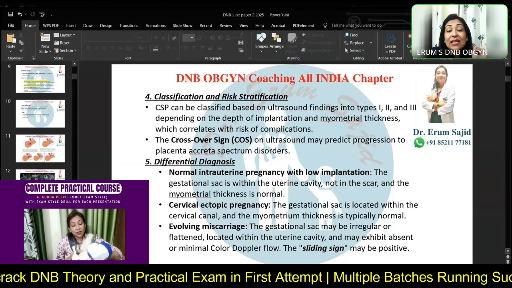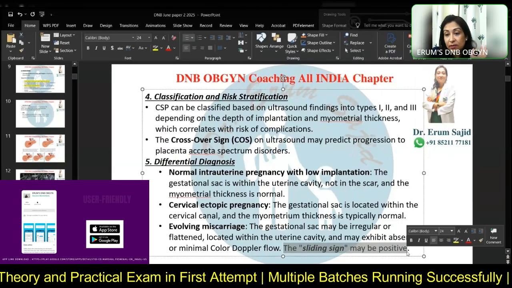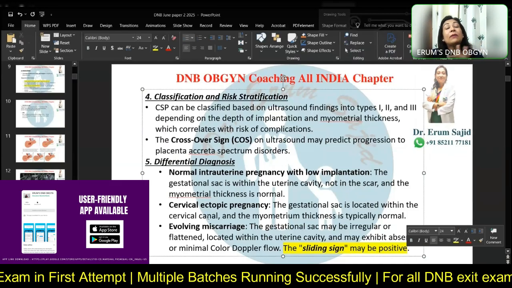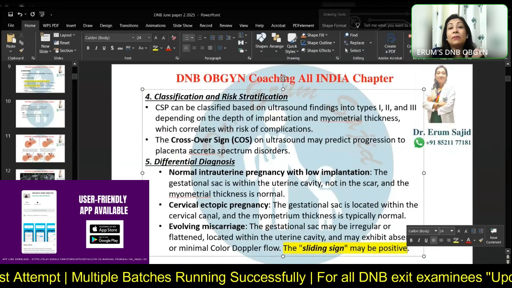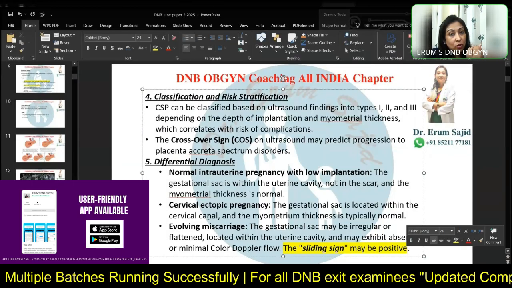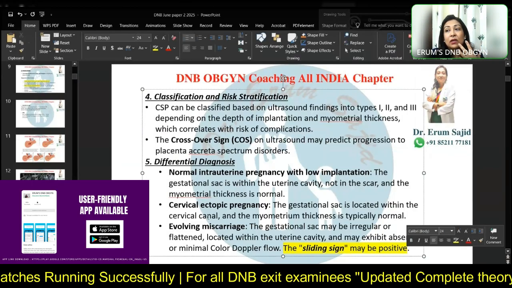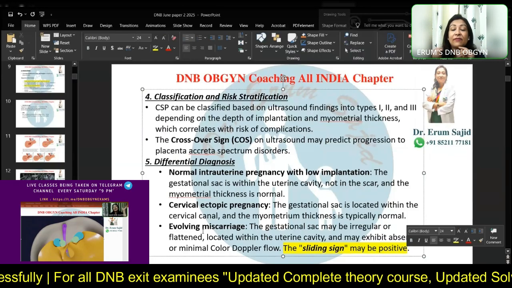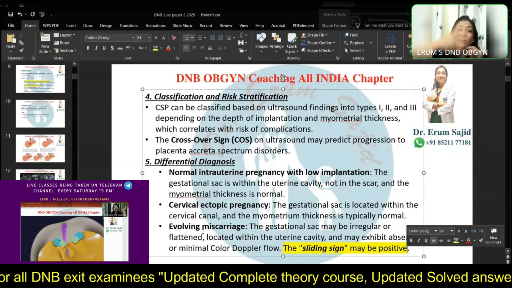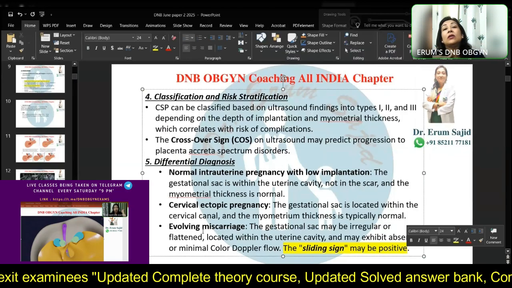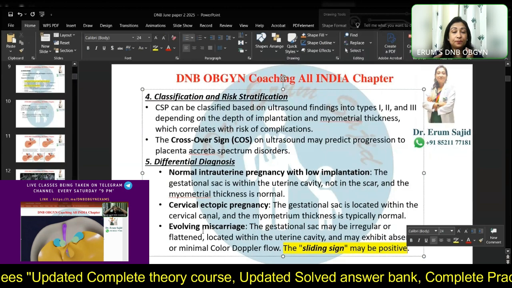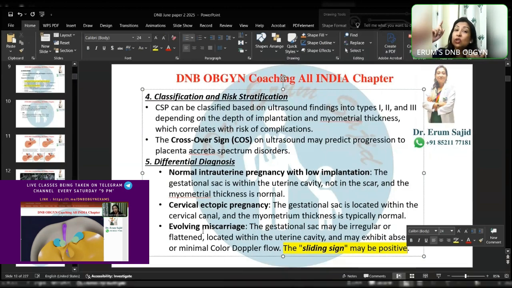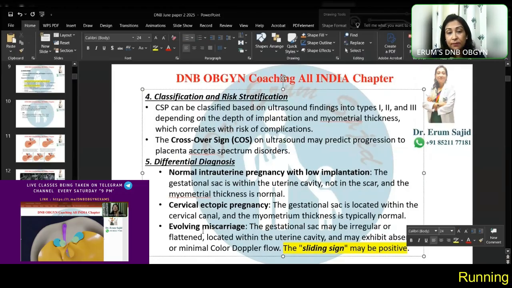So here, sliding sign, if you've not mentioned it, you will not get marks. Sliding sign will be positive only if it's an evolving miscarriage or an inevitable miscarriage, where the sac has already shriveled, come down in the lower segment and is about to be expelled. When you put the probe on it, it will slide up because the pregnancy can be moved. The crumpled sac is literally lying down, so it can easily be slid up. But this is not possible in cervical ectopic. It's not possible in cesarean ectopic.